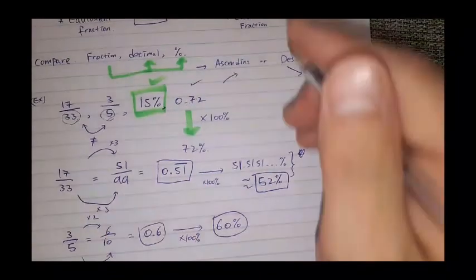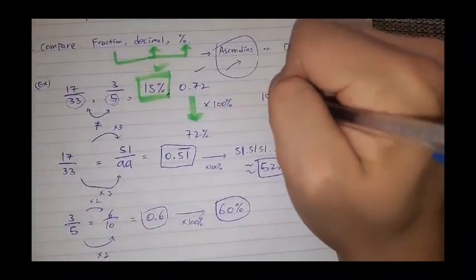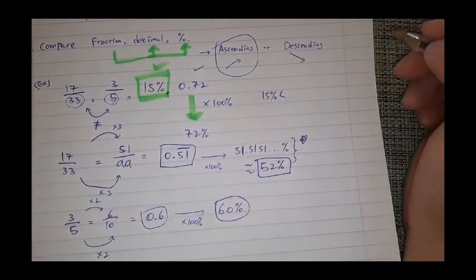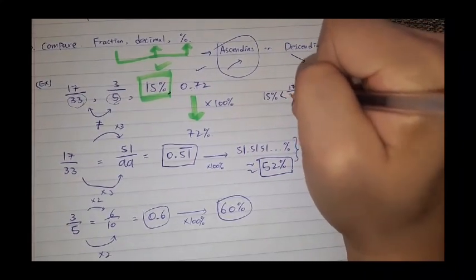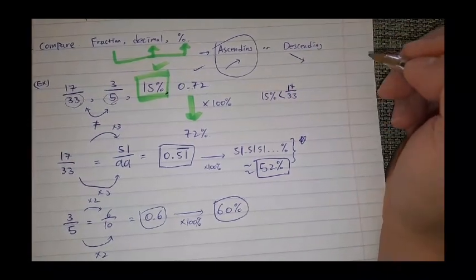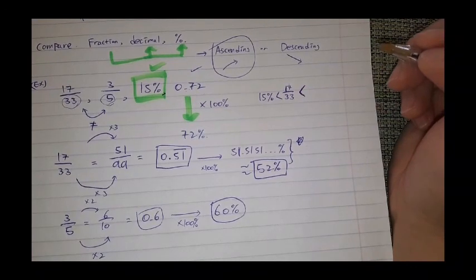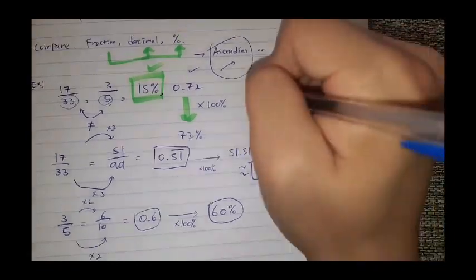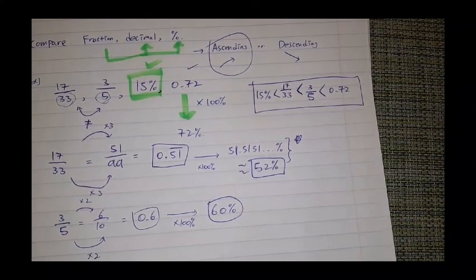Now, if I use ascending order, then here's what happened. 15% was the smallest. Then followed by the next one, 52%, and in this case, you have to use the original number, 17 over 33. Followed by the next one, 3 over 5. The next one was 0.72. That's how you do it. And this comparing part is what we learned last time.